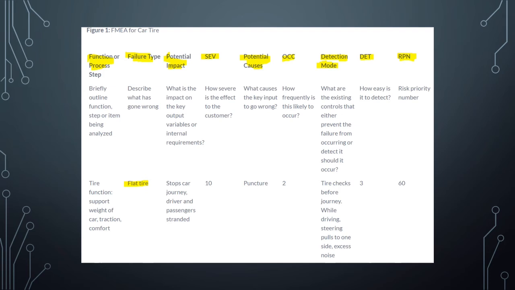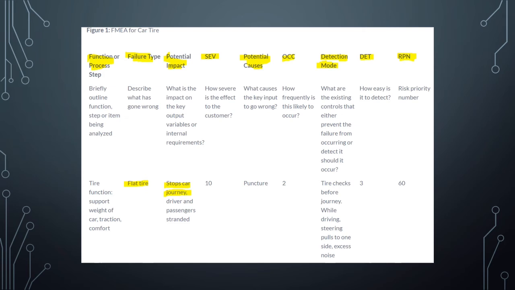If we got a flat tire, what would happen? Well, it would stop the car's journey. Hopefully, you would stop your car. And then potentially you would be stranded unless you have AAA, in which case you'll probably still essentially be stranded for some period of time. So what would the severity of that be?